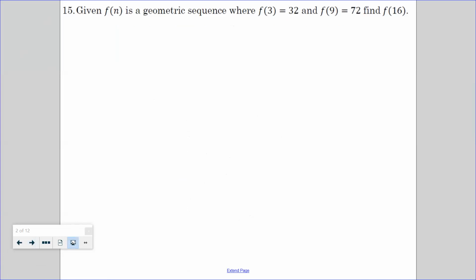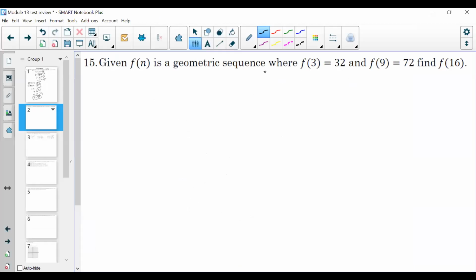Number 15, given f of n is a geometric sequence where f of 3 equals 32 and f of 9 equals 72, find f of 16. So I know this is a geometric sequence, and I need to figure out what f of 16 is here. So for this, I'm going to figure out what my R value is first.